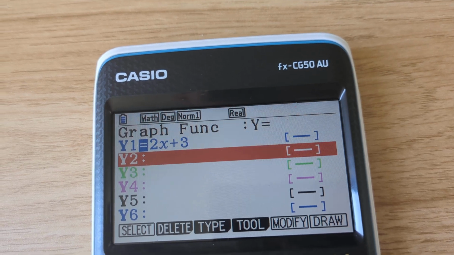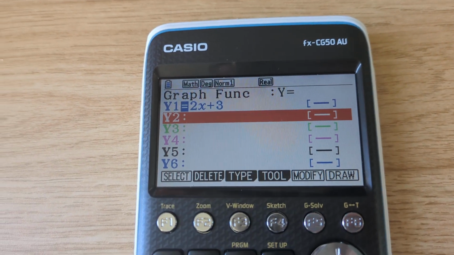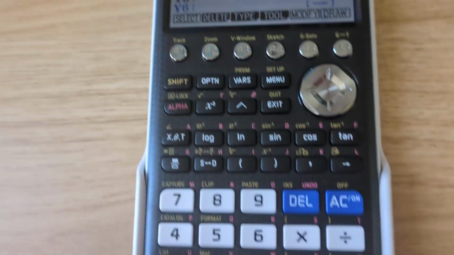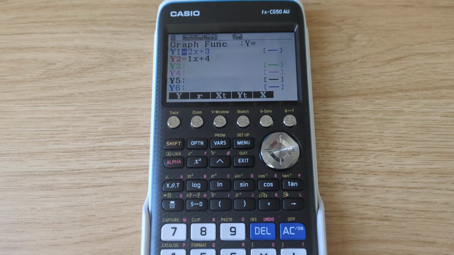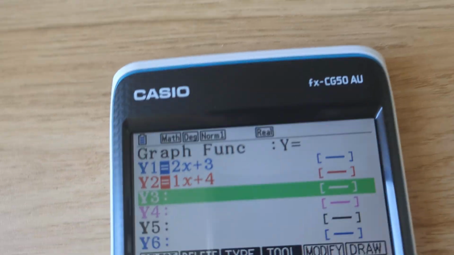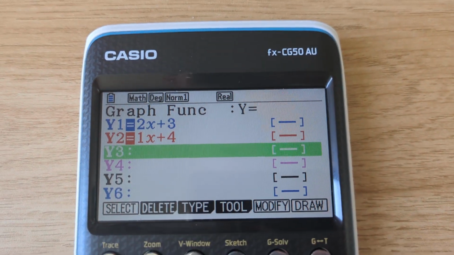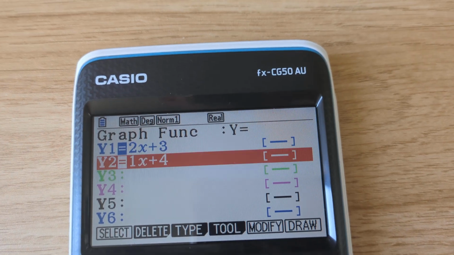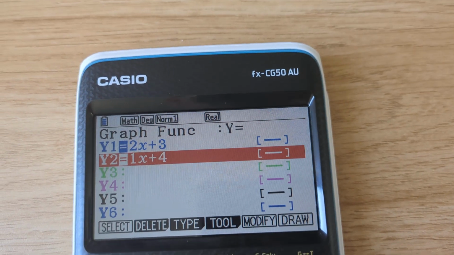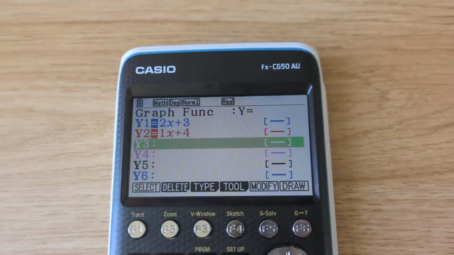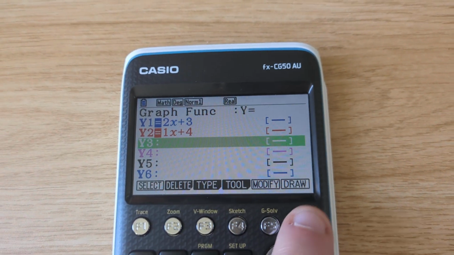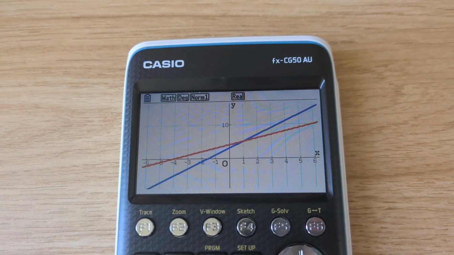Go down here to y2. We want 1x plus 4. Cool. Now, if you have a look, you can see there's these little boxes that surround the equal sign on these two. That means that when I draw the graph, they're going to show up. So I'm going to draw the graph and hopefully, so F6, draw, oh, it's drawing a graph.